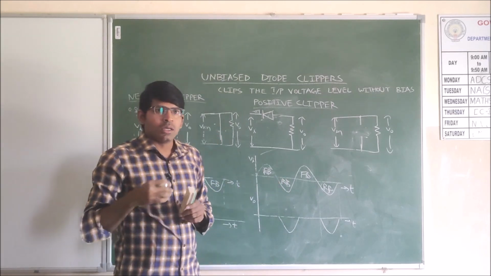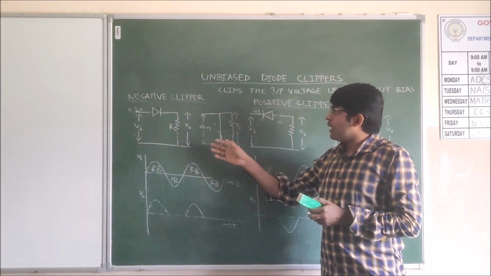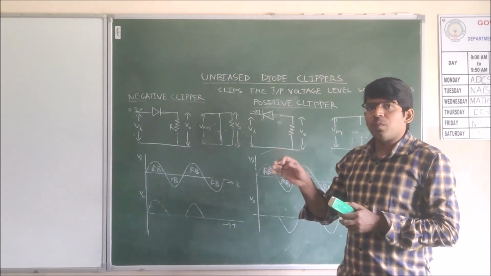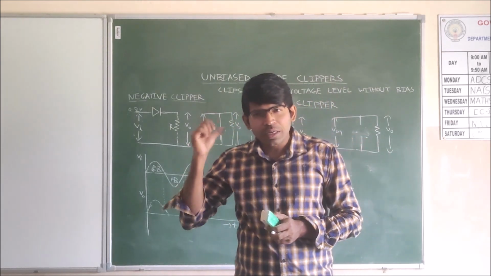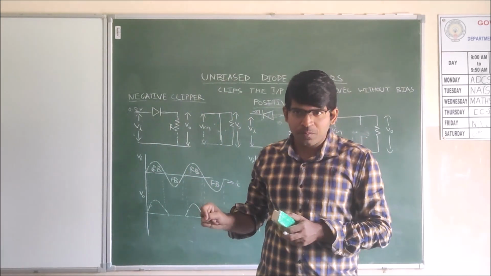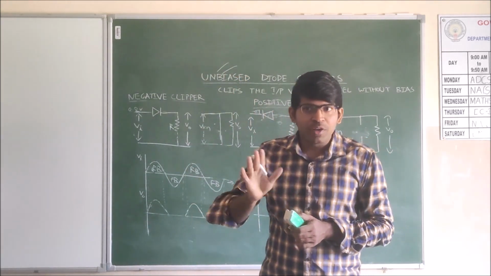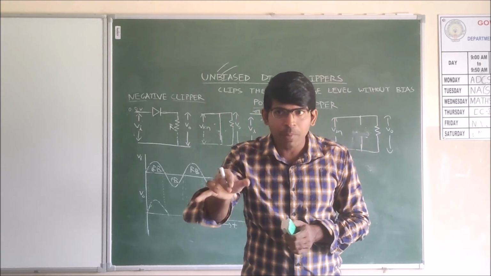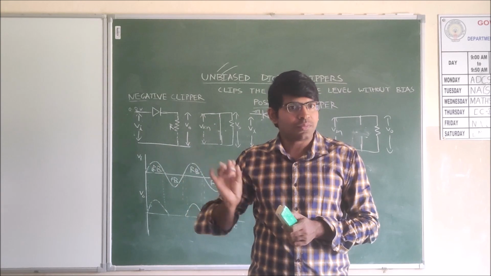This is how unbiased negative and positive clipper circuits will work. In these circuits, we are using the diode as the clipping element. That's why these are called diode clippers. Why particularly are we calling them unbiased? We are not giving any external supply to the diode. That's why these are called unbiased.